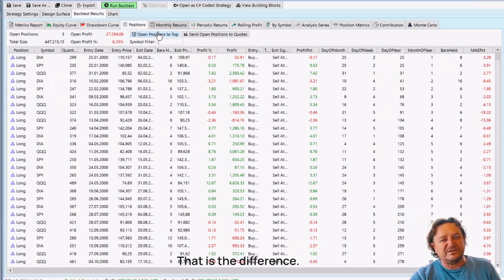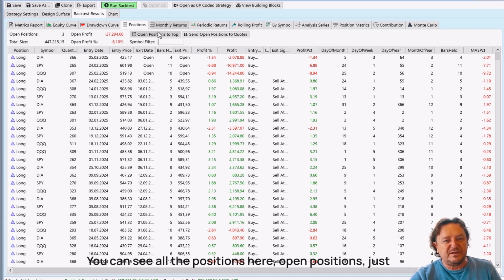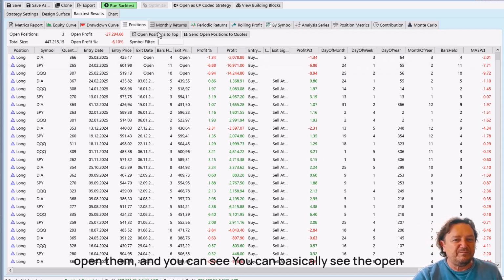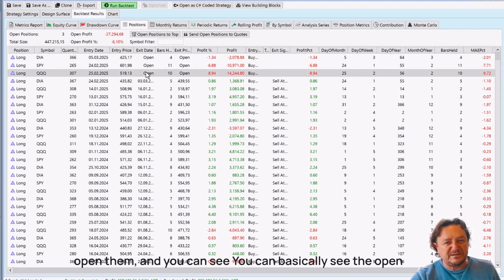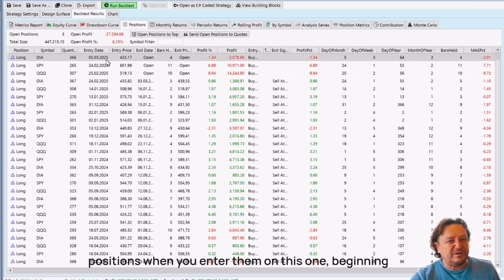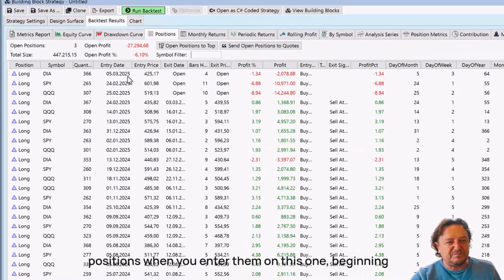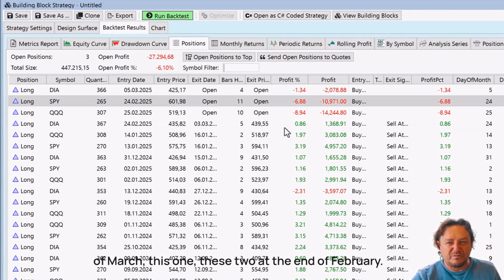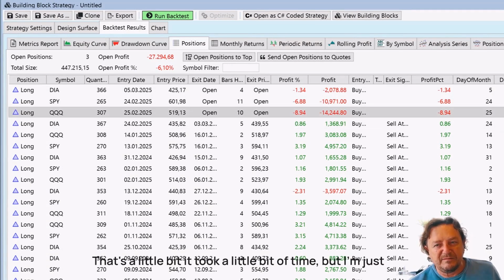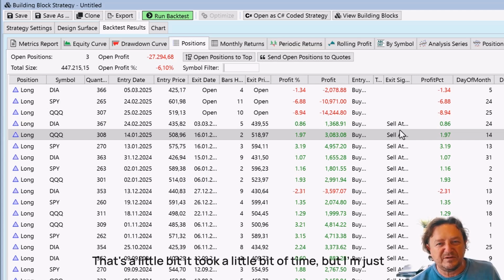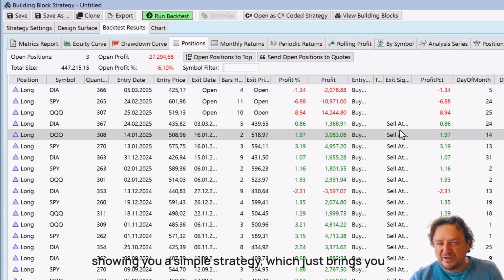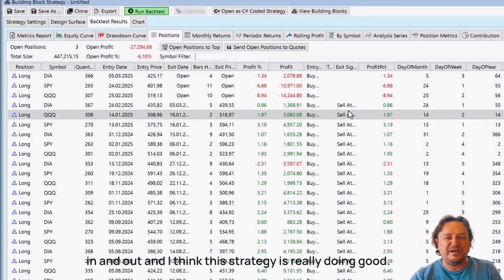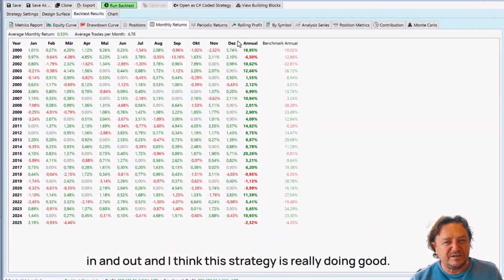That is the difference. You can see all the positions here, open positions, just open them. And you can basically see the open positions when you entered them on this one, beginning of March, this one, these 2 at the end of February. So you're still holding them. It took a little bit of time, but I'm just showing you a simple strategy, which just brings you in and out. And I think this strategy is really doing good.